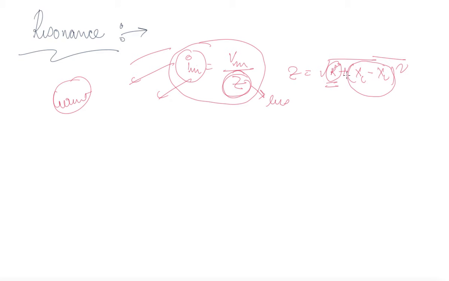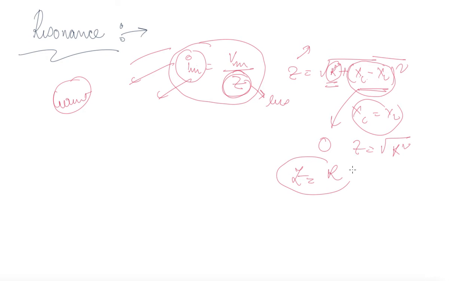So when XC equals XL, we will have this whole term to be 0. And when this whole term is 0, we will see that this quantity, Z as a whole, becomes less. So during resonance, Z becomes equal to R. Z is equal to the square root of R square, therefore Z becomes R. So this is the condition for resonance, that is when XC is equal to XL.